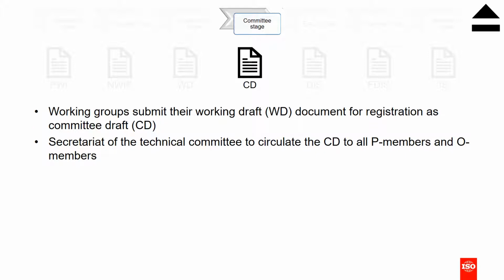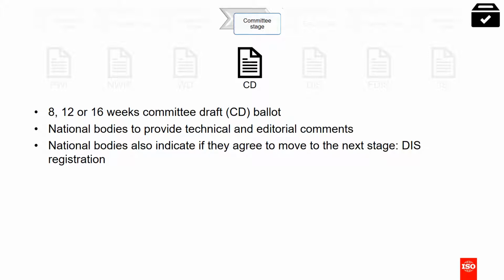Before the ballot, the committee stage starts with the working draft being submitted for registration as a committee draft. Then, the Secretariat of the committee launches the ballot for all the committee's members. That means P members, O members, and liaisons. The duration is 8 weeks by default, although this can be extended to 12 or 16 weeks if necessary. For example, some bodies might want a longer period to consult with their national mirror committees.